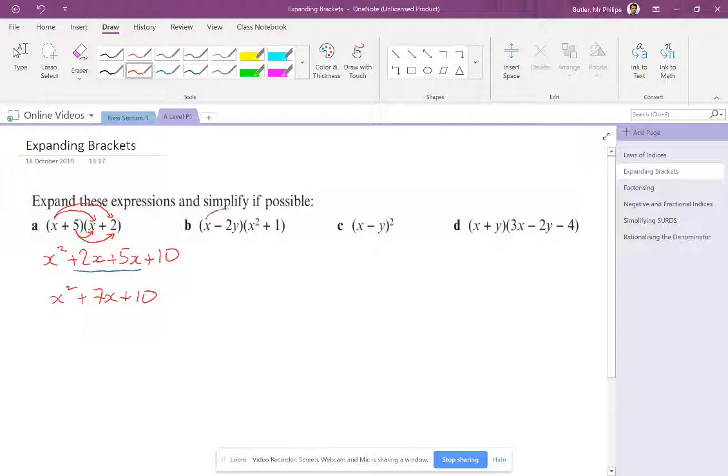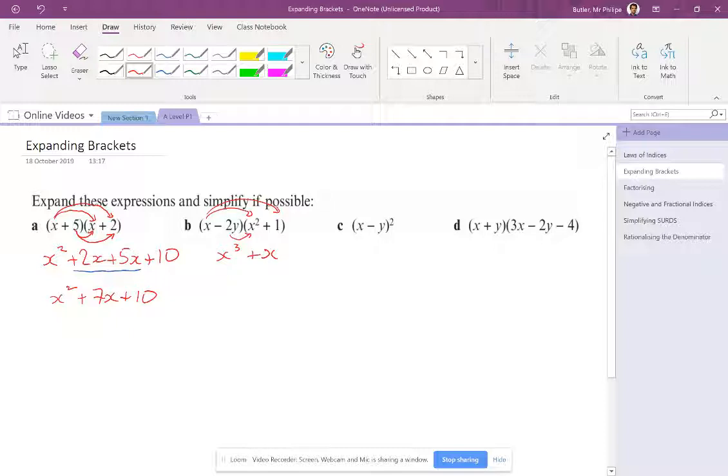So x times x squared is x cubed. x times 1 is plus x. Do not write 1x. We do not do that anymore. We're not in primary school.